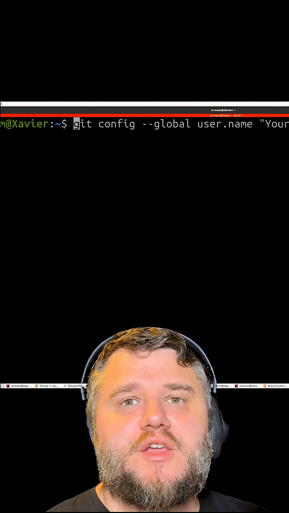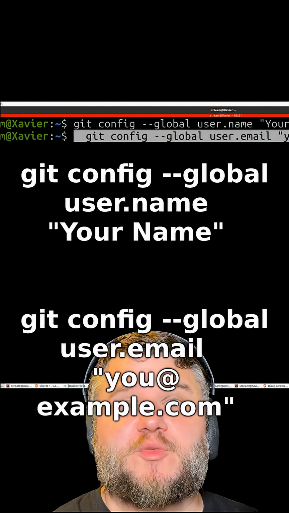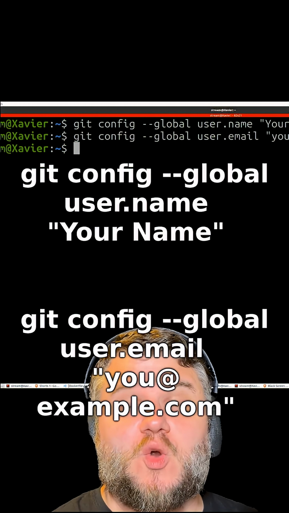After you install Git, you should run the 2 commands on screen and put in your name and email. These values will be written into your commit messages when you start working with Git.